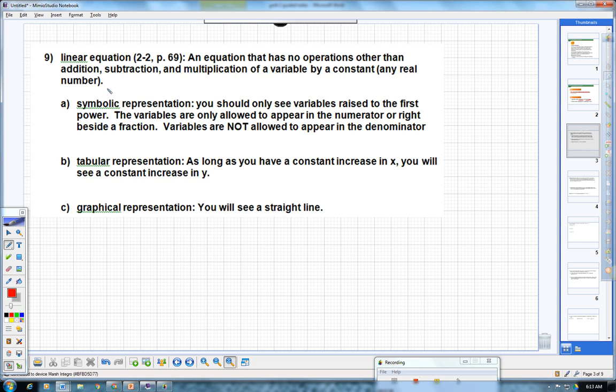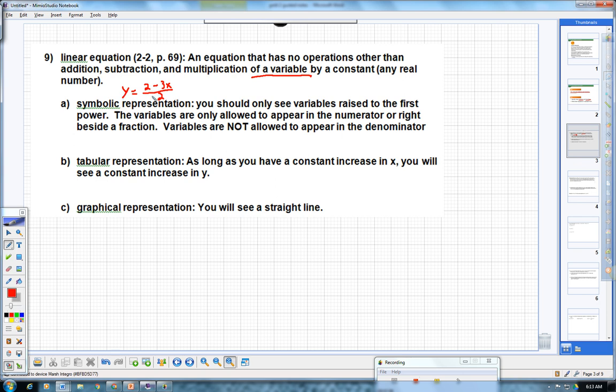The linear equation. It's an equation that has no operations other than addition, subtraction, and multiplication of a variable by a constant. The key part to this is of a variable, right? What they're trying to tell you is that the variable should not be divided. And I mentioned that here in the symbolic representation. That's just the symbols. An example would be y equals 2 minus 3x over 2. That is an example of a linear equation.